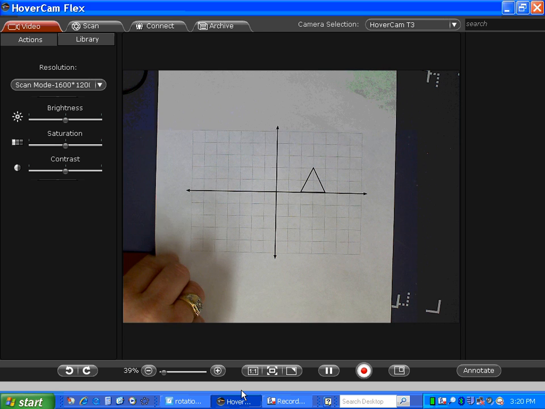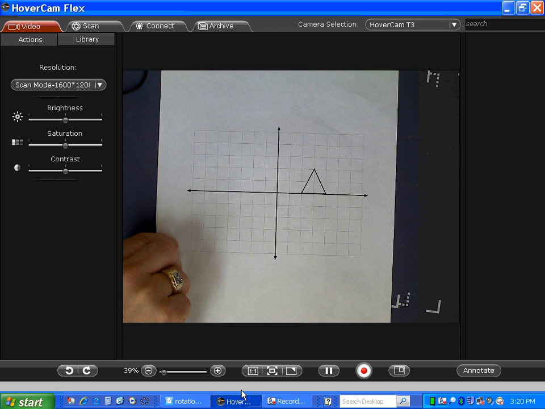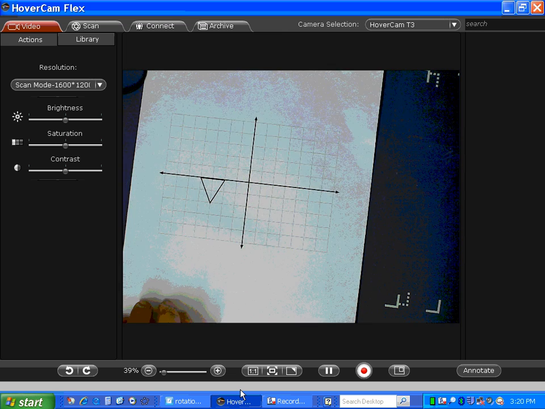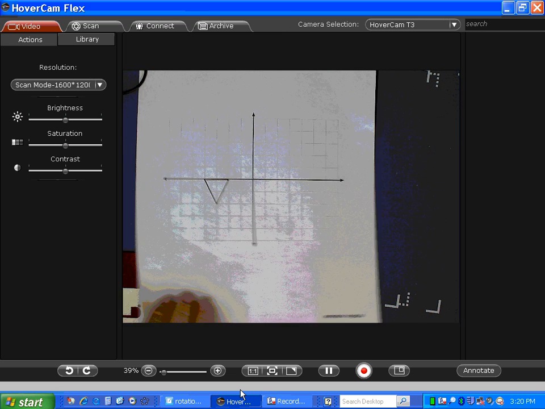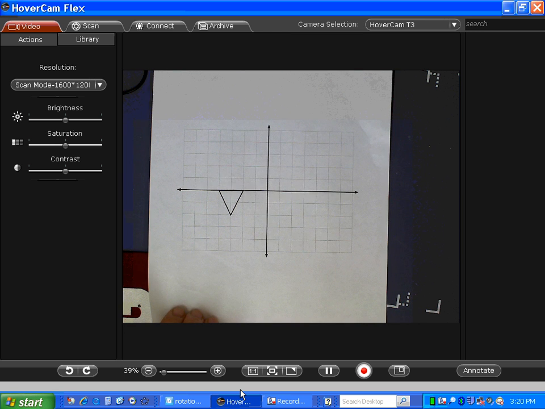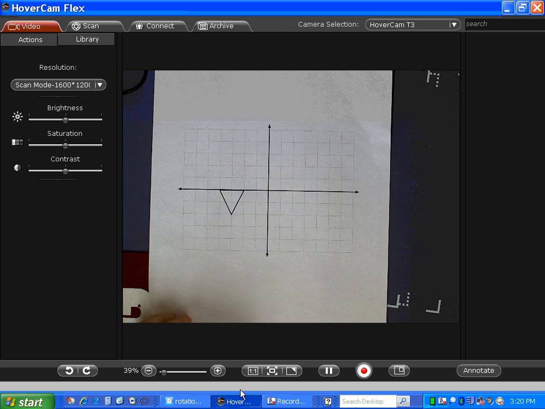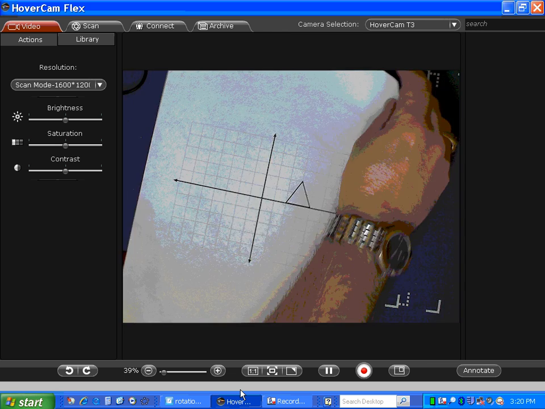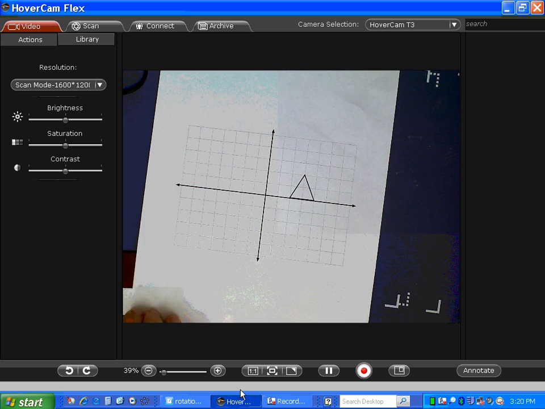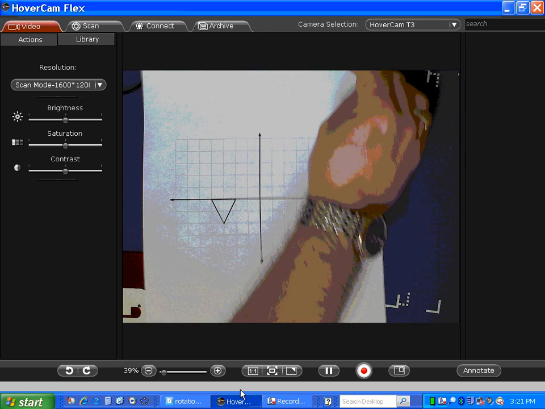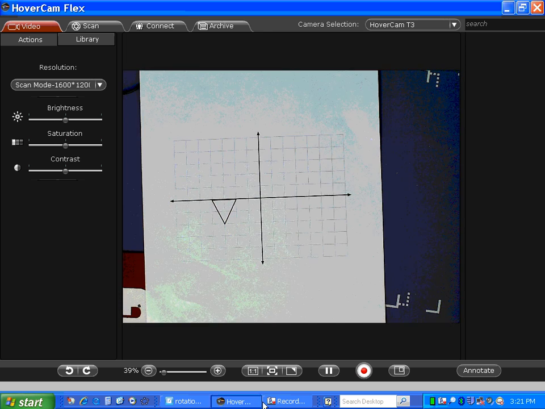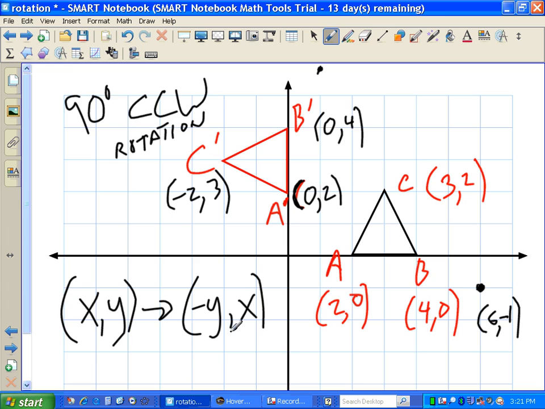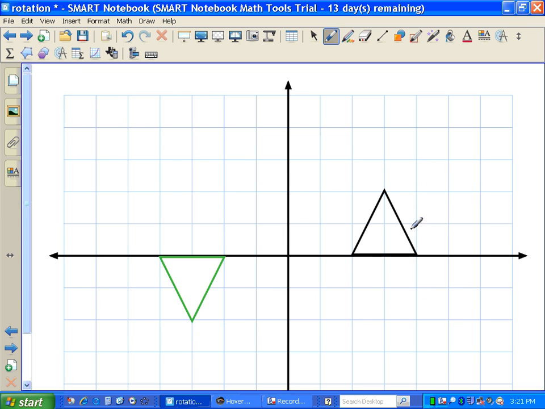Okay, 180 degrees counterclockwise rotation. You ready? 1, 2, 3. Just sort of like that. How about that? Where it used to be, it used to be here. And now it's here. 180 degree counterclockwise rotation. Let's look at what happened. Started with that one, went to that one.